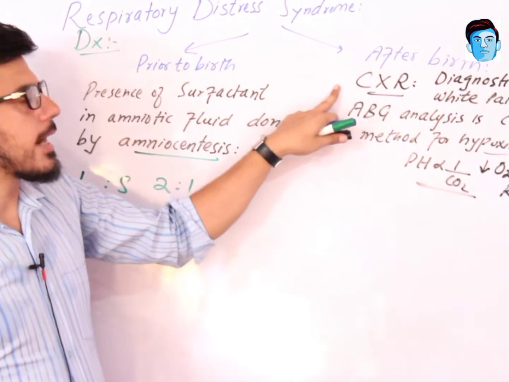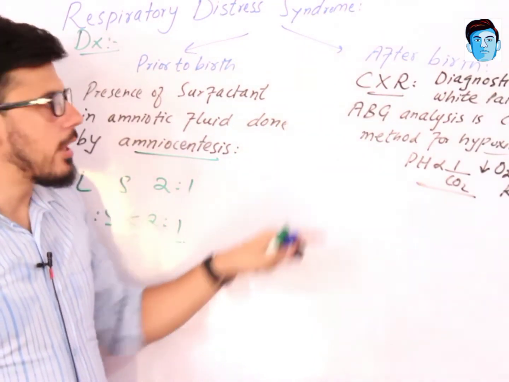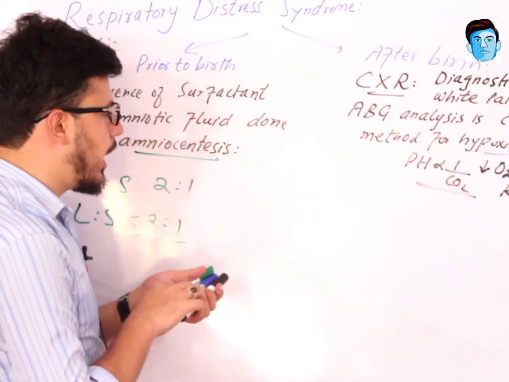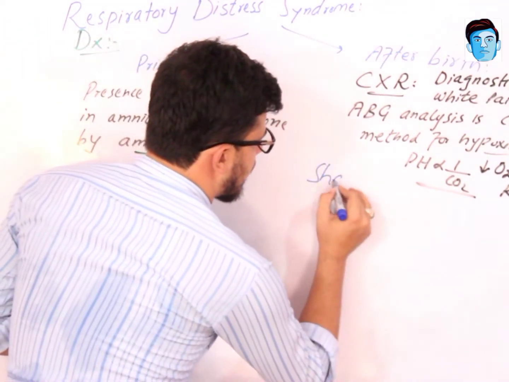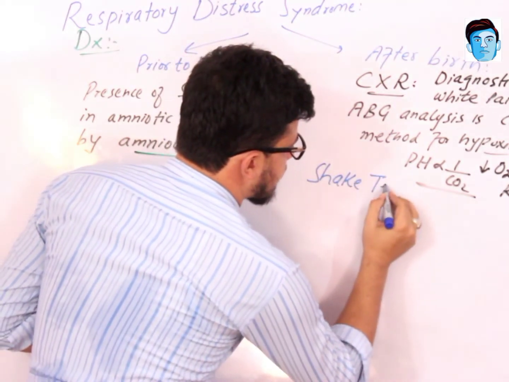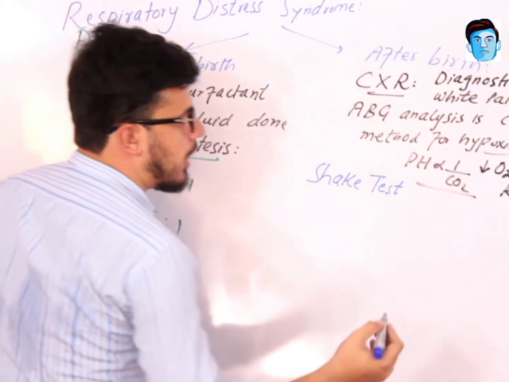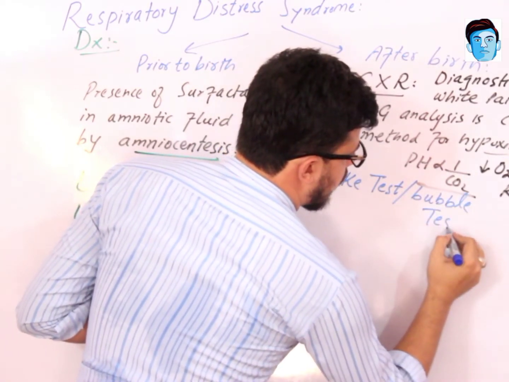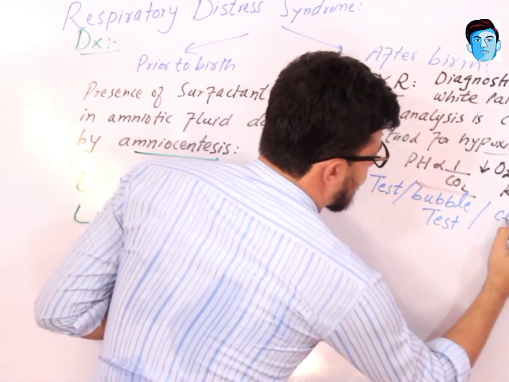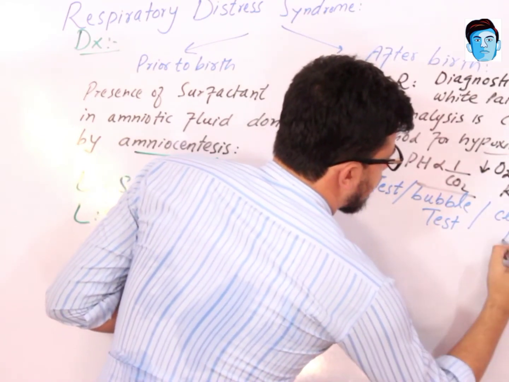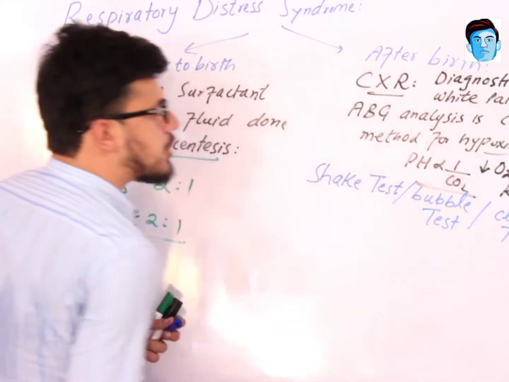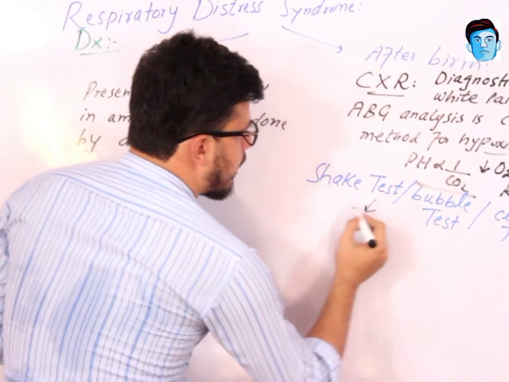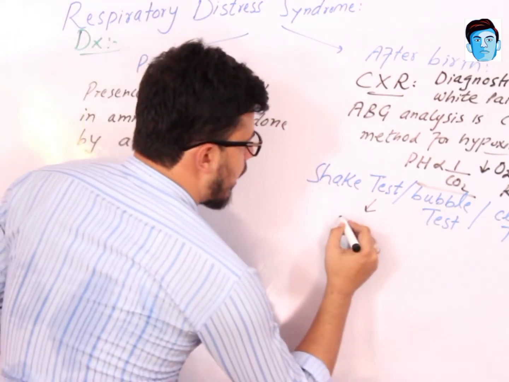So chest X-ray and ABG analysis are important, and the most important is that a specific test is required in this condition, and that is called the shake test. It is also called the bubble test, and also the Clement test. Now, the shake test, bubble test, or Clement test is the most rapid method.